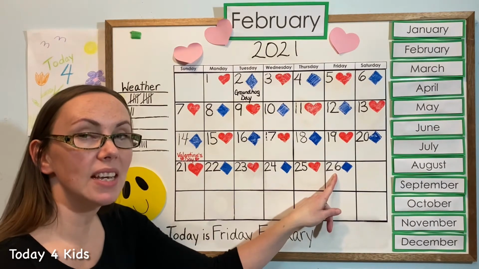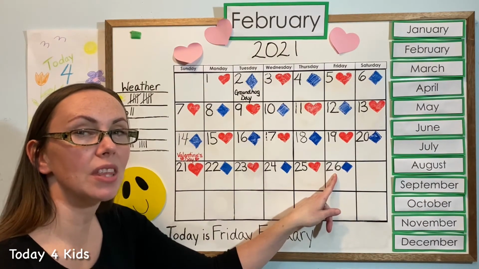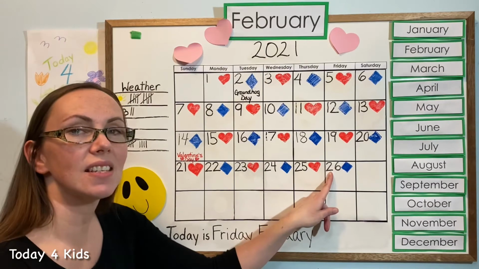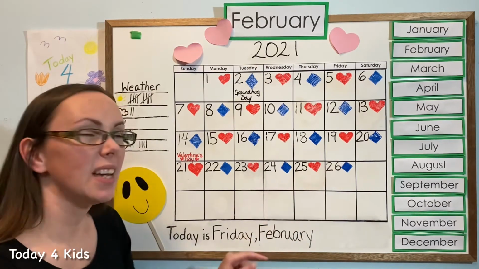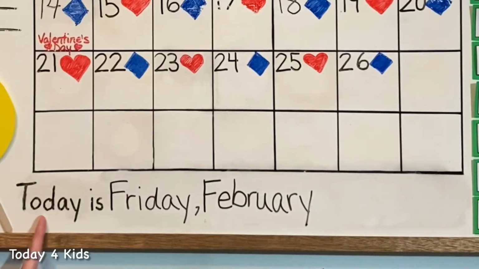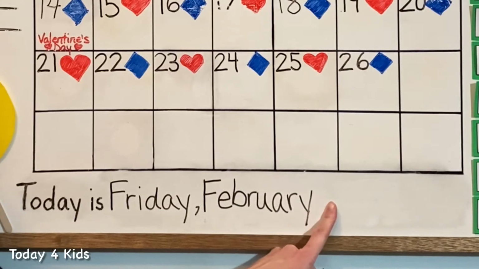When we're counting, we say 26, but when we say the date, we put a th at the end. So it's 26th. Can you say that with me? 26th. Good job. Let's put that into our sentence. Today is Friday, comma, February 26th.